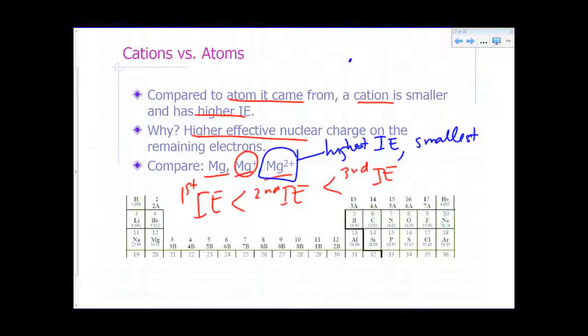Think of it this way. Magnesium, you've got right here a neon core. So that's 10 electrons in the core. And you've got those 2 electrons on the outside. Once you've taken out those 2 electrons, you're left with just the core, which is smaller. So Mg with a plus 2 charge will be the smallest of the 3.